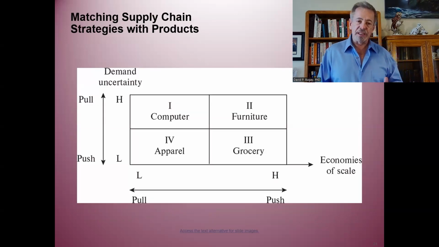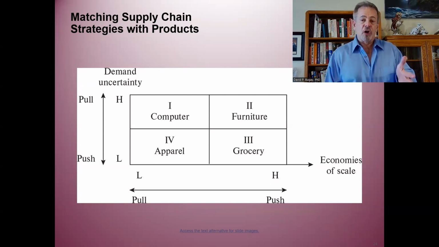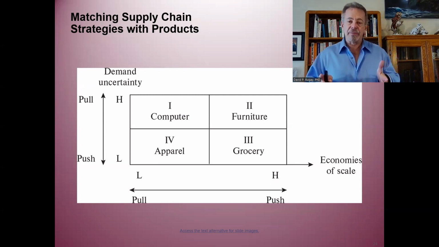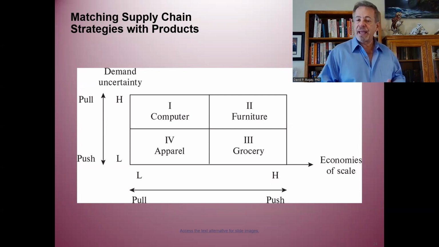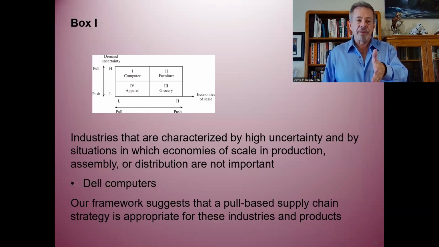Here's the chart that we're using. You can kind of see the demand uncertainty, the push and the pull. And then on the bottom, you can see low economies of scale and high economies of scale. You can kind of see the high aspect over here. So for demand uncertainty, you're going to look in the different quadrants, and that's going to help you decide which is the push and the pull strategy in the process. So we'll talk about each one of them.